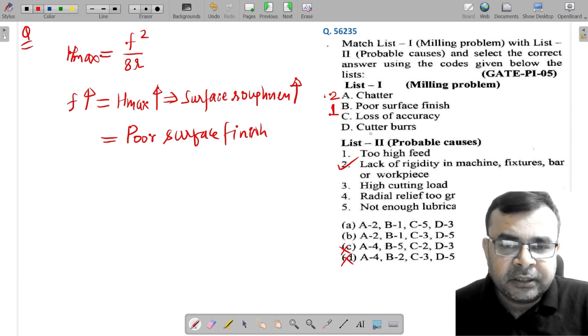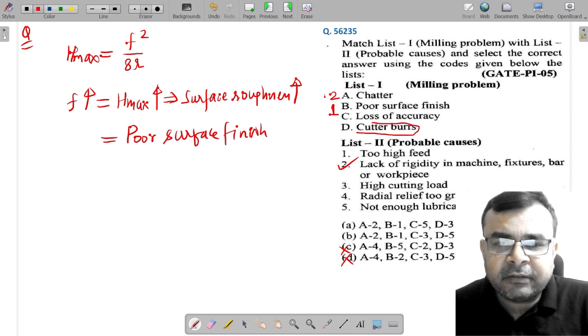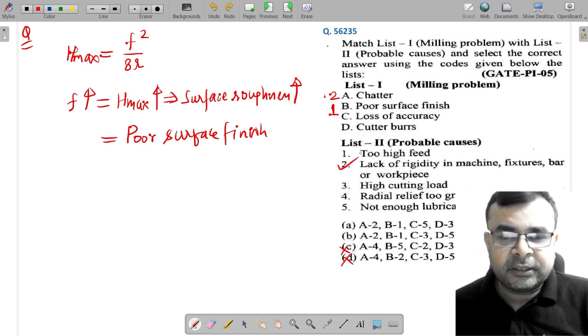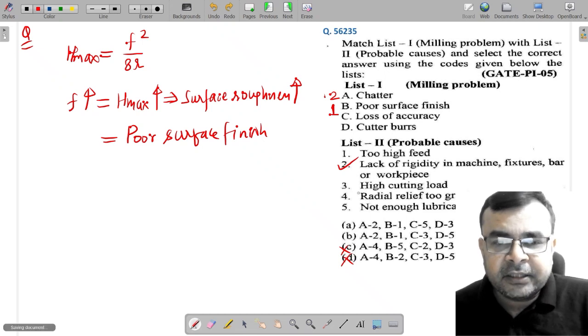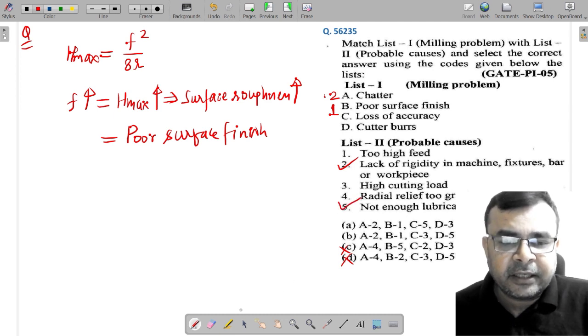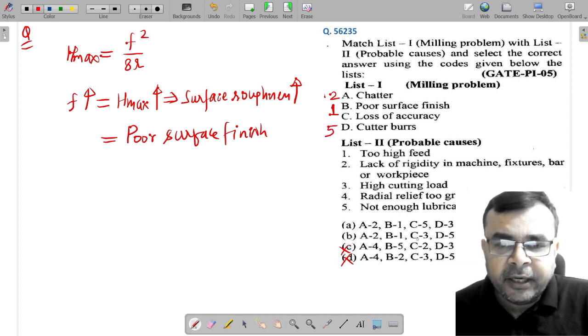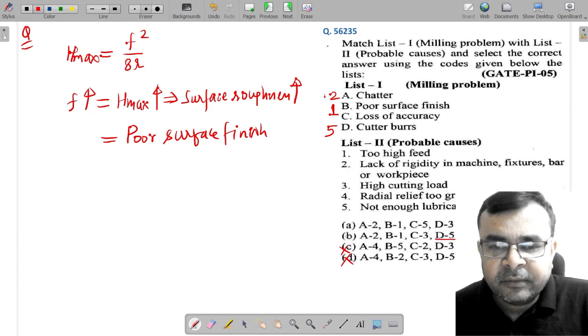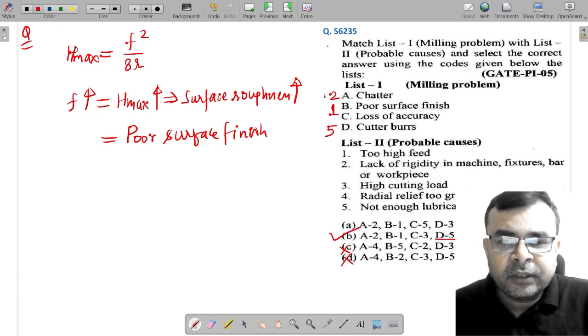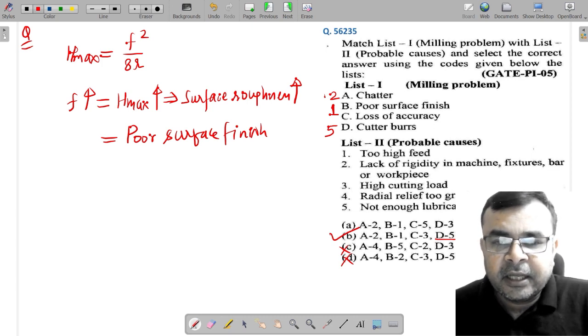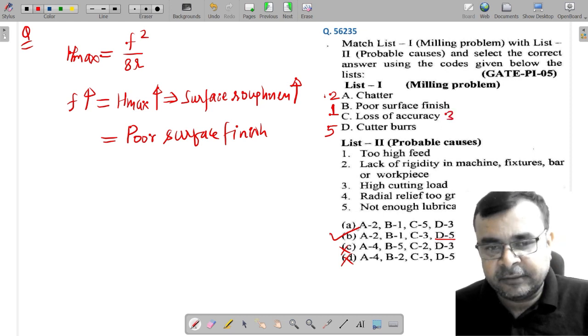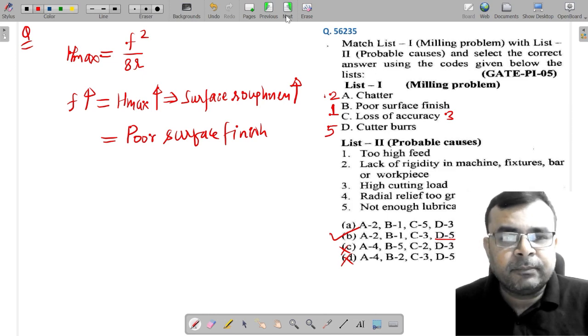Next we see cutter burns. A cutter always burns when excessive heat is produced. Is it clear? Excessive heat can be produced when not enough lubrication is provided. Is it right? So for option 4, the best choice is option 5. So according to this, if I say D5, the correct answer is option B. Now let's see loss of accuracy. The loss of accuracy depends upon cutting load. So this is not the correct answer, but you can say it is the appropriate answer. So according to these options, option B is more appropriate and more correct.